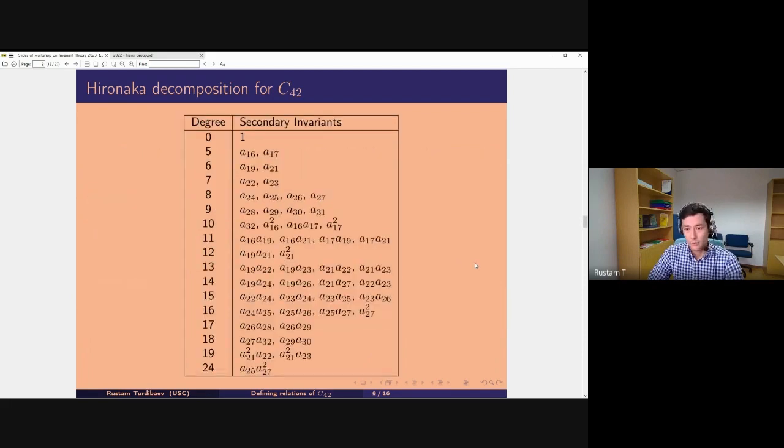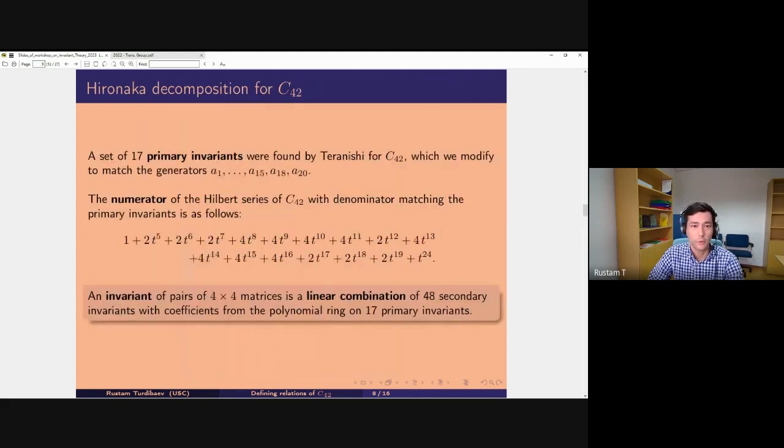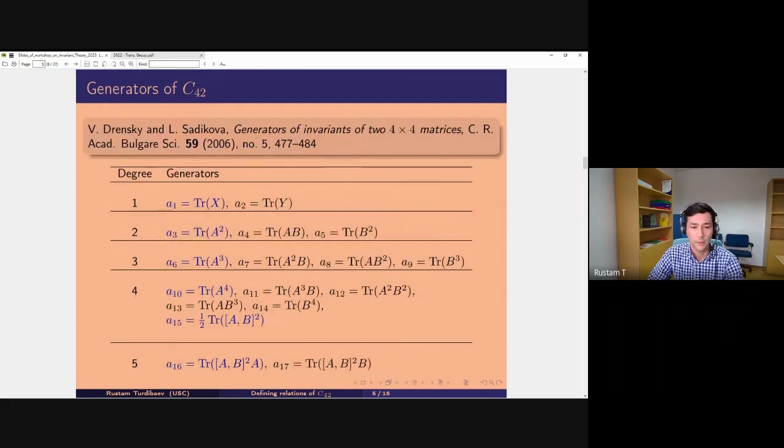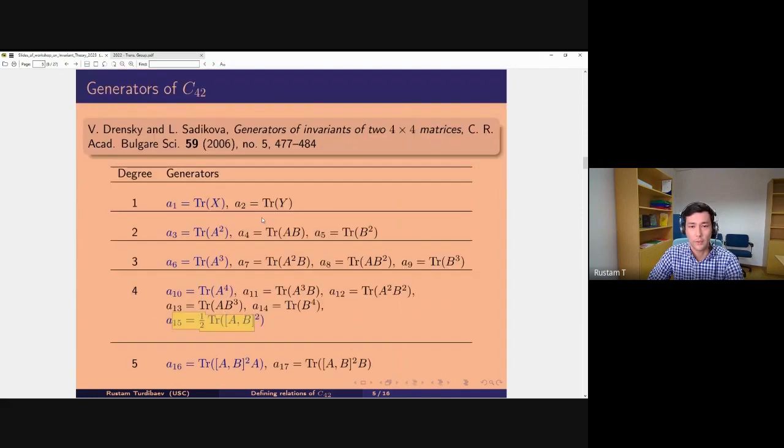Now, another application of this result could be the exact description of the commuting variety of 4x4 matrices. So we look at pairs of 4x4 matrices that commute, and at their GIT quotient by GL4. And we find that the coordinate ring is just generated by these 14 variables and up to 15 relations. Why 14? Well, because once we go back to these generators, we can see that starting from A15, all of them contain commutators, so they become zero. So at most you have 14.